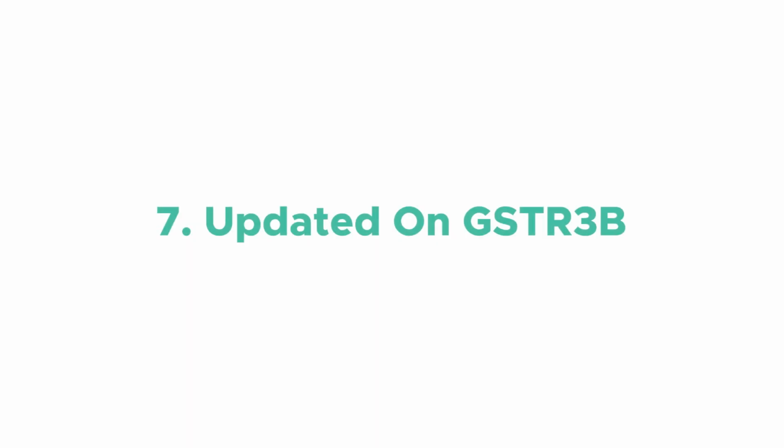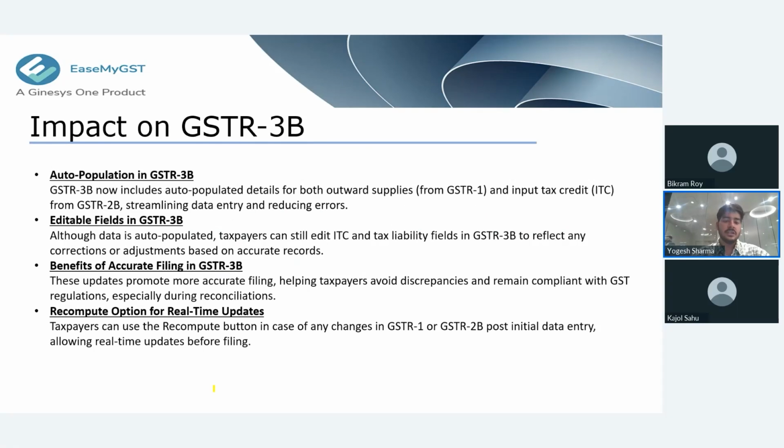Now, the impact on GSTR3B. It is crucial for us to understand the impact of IMS on GSTR3B. First is auto population in GSTR3B. GSTR3B now includes auto-populated details that are available in our GSTR1 return, that is our outward supplies, and GSTR2B, which is our inward supplies. So all this information is auto-populated in GSTR3B, which streamlines data entry and reduces errors.